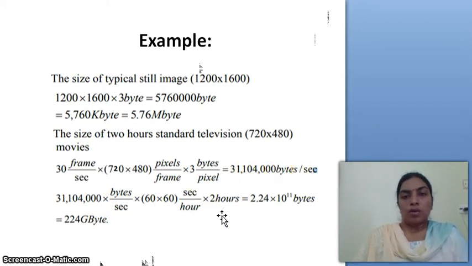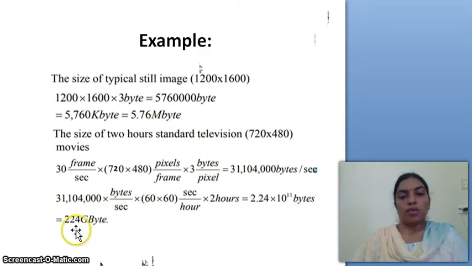What about 2 hours? Convert the 2 hours into seconds. So here 2 into 60 into 60, right? So now this is nothing but 224 gigabytes. Right? 224 gigabytes are required to store a particular 2 hour standard television movie.